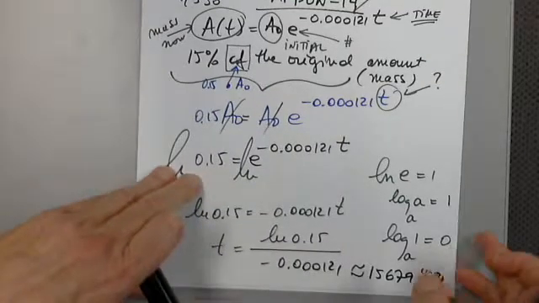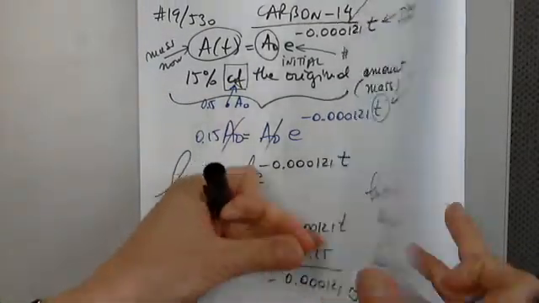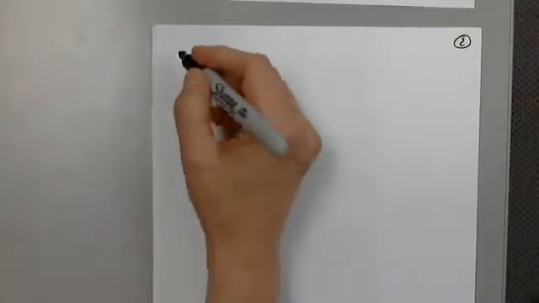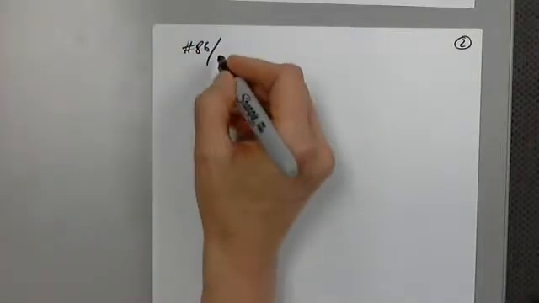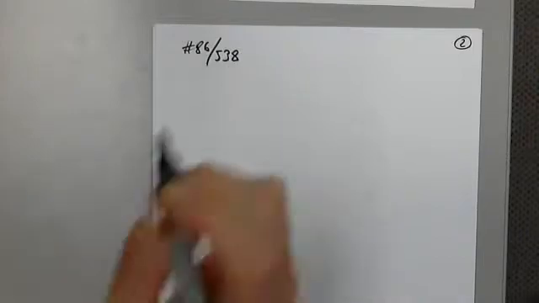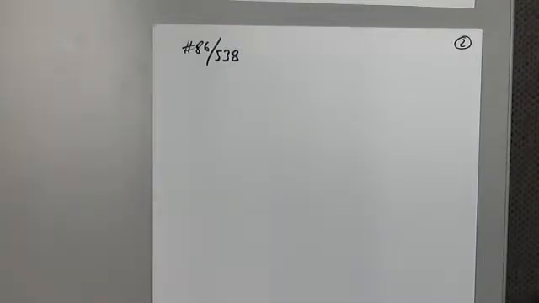Okay, let's look at another one before we continue with chapter 5. Let's look at another exponential decay or exponential growth. Any questions for me? Number 86 on page 538. Are we okay? Are we all set? Yes? All set? Okay, perfect.